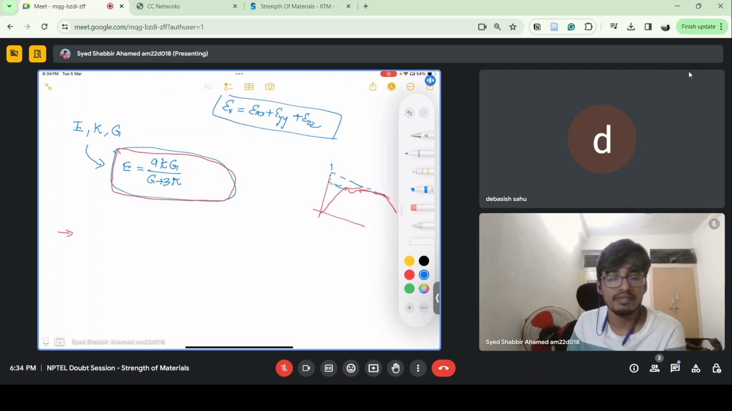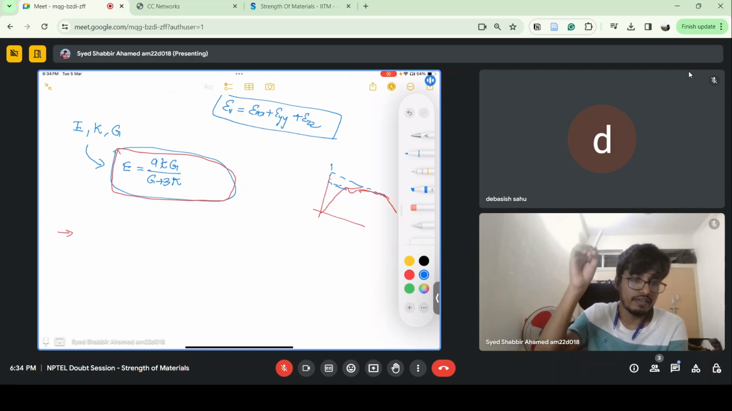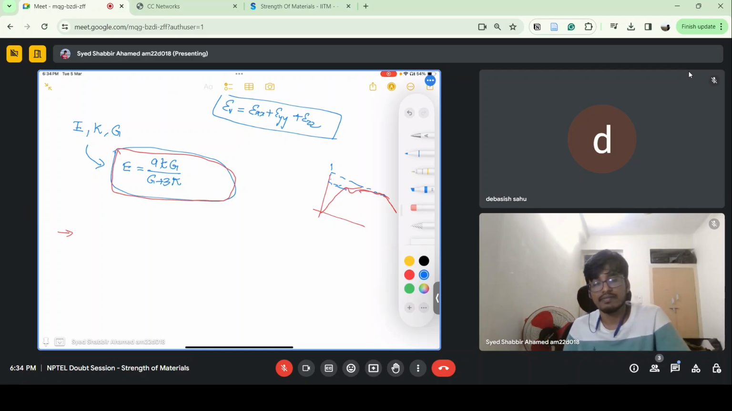In the stress strain graph, there will not be a very huge change. This will remain like this only. You have an elastic limit, then a yield point, then strain hardening, then strain softening, like that.